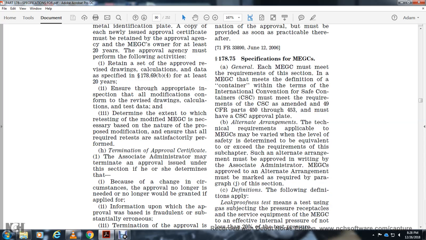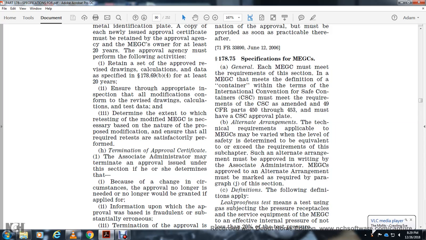178.75 Specifications for MEGCs. General: MEGCs must meet the requirements of this section. If the MEGC meets the definition of a container within the terms of the International Convention for Safe Containers, it must meet the requirements of the CSC as amended, and Title 49 Parts 450 through 453. It must have the CSC approval plate.